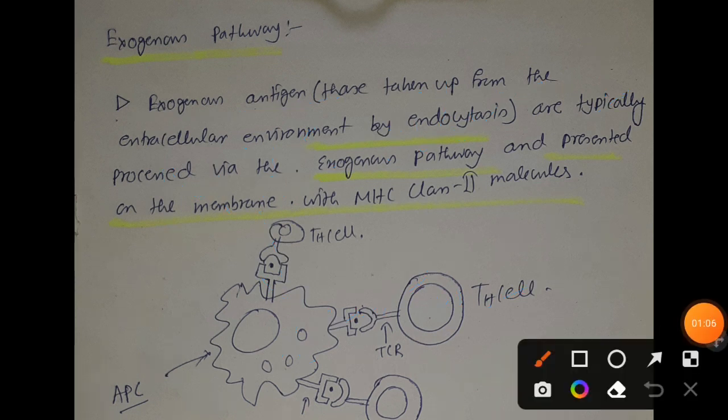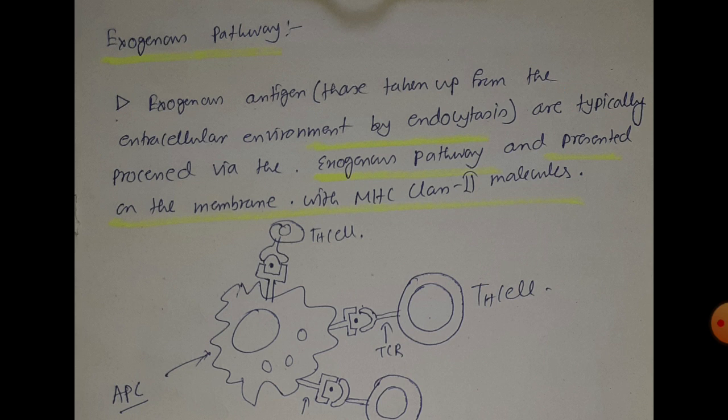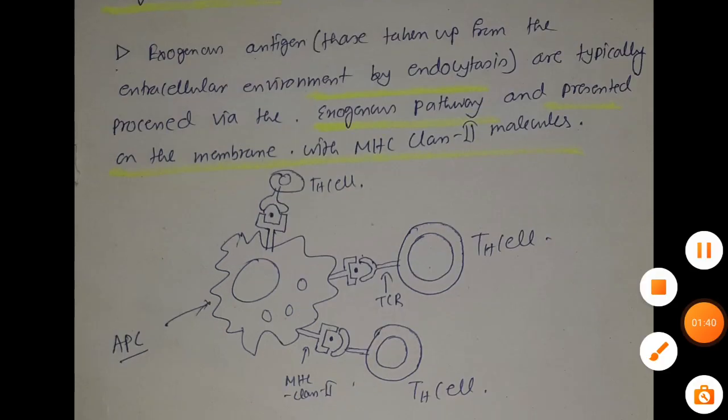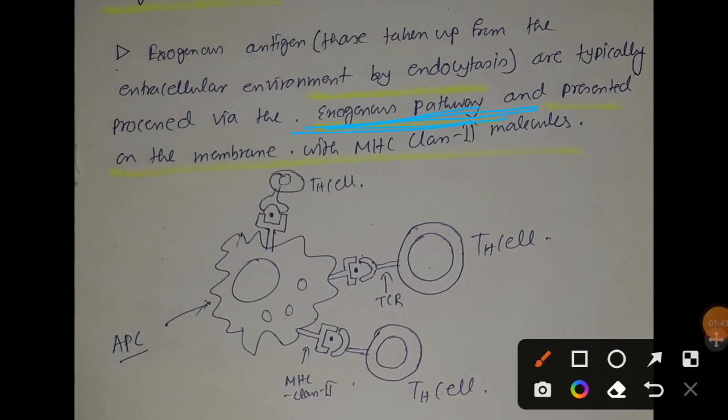Exogenous antigen means antigens which are coming from outside, right? So what will be the first job for a cell that will express MHC class 2 molecule? The first job will be to somehow take that exogenous antigen. They will take that exogenous antigen in most cases by endocytosis. We will talk about this. It will be processed by the exogenous pathway and presented on the membrane with MHC class 2 molecule.